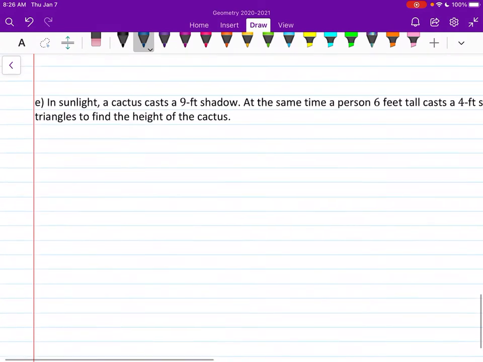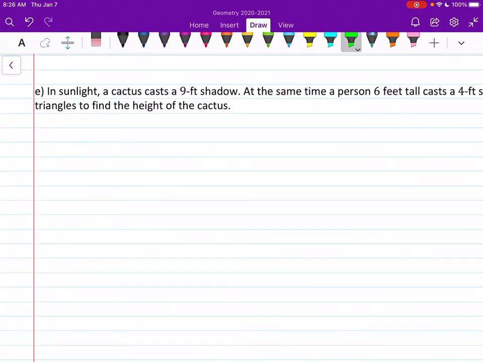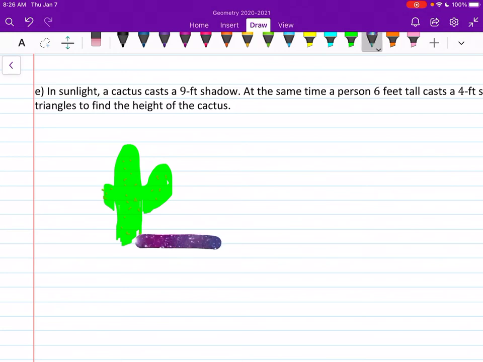Example E, in sunlight, a cactus. Ooh, I get to draw a cactus. This is exciting. I like cacti. Here's my cactus. Okay, there we go. Maybe my cactus needs some spikes. There we go. There's my cactus. Okay. Cast a shadow of 9 feet. So let's see here. Ooh, let's make its shadow sparkly.